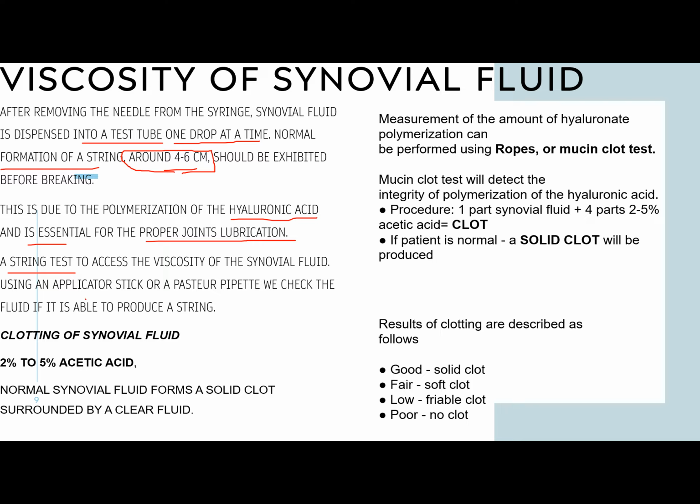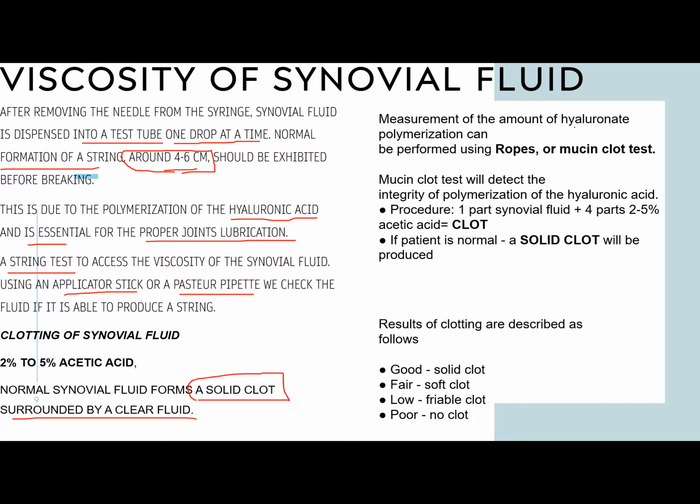Now, another test, you could also use an applicator stick or a Pasteur pipette to check if it is able to produce a string. You could also use certain reagents for the clotting of synovial fluid. Normal synovial fluid would form a solid clot surrounded by a clear fluid. So when you add 2% to 5% acetic acid, then you wait, and if it's normal, it would form a solid clot surrounded by a clear fluid.